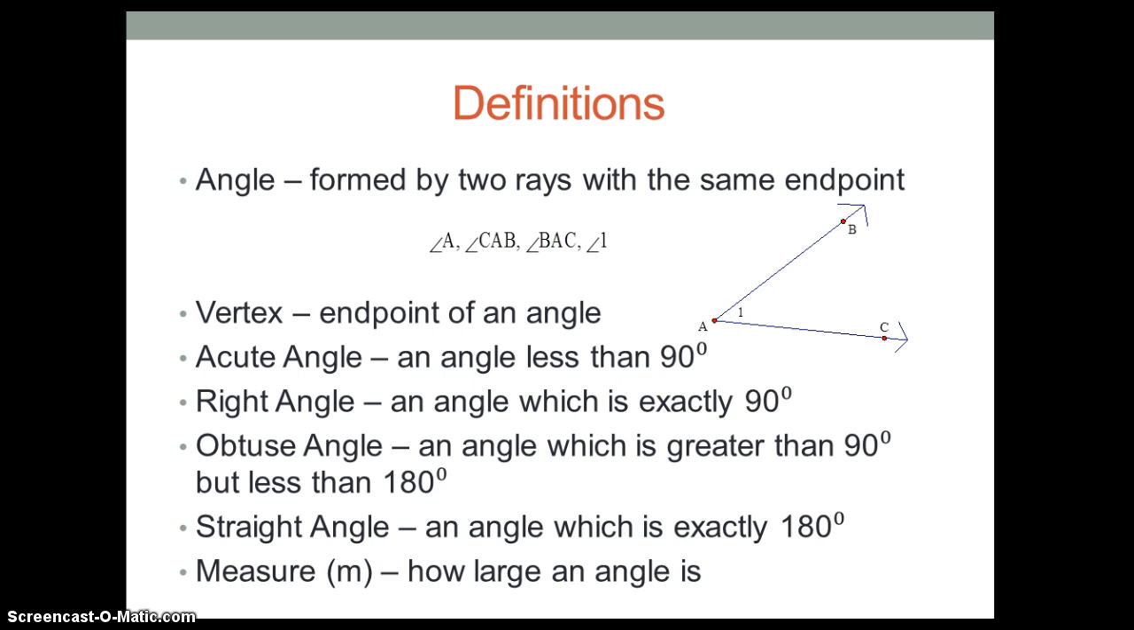An acute angle is an angle less than 90 degrees. A right angle is an angle which is exactly 90 degrees. An obtuse angle is an angle which is greater than 90 but less than 180. A straight angle is an angle which is exactly 180 degrees. And the measure tells us how large an angle is. Important definitions, so if you need to pause the video and write these down, that is a great idea.